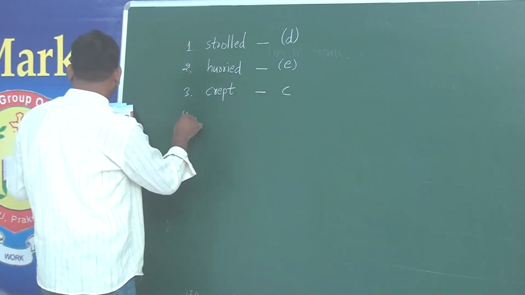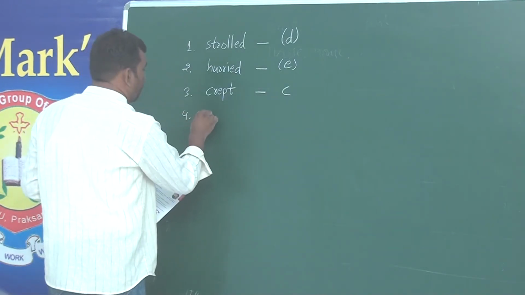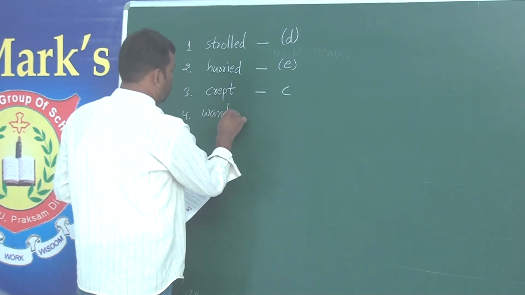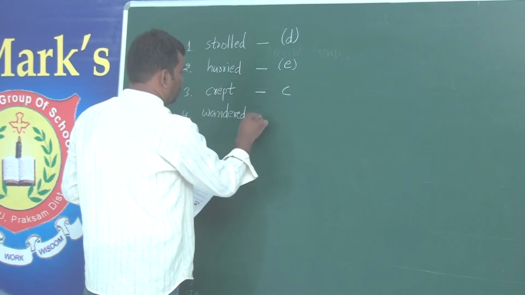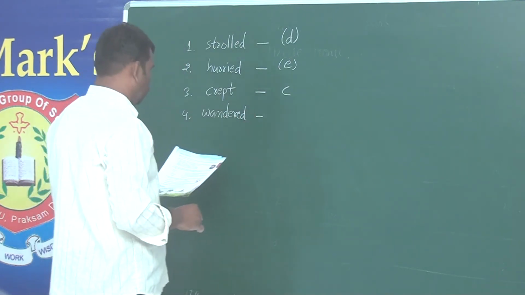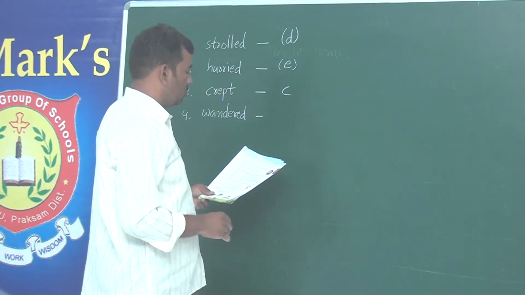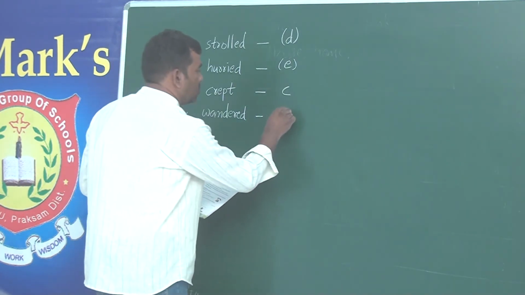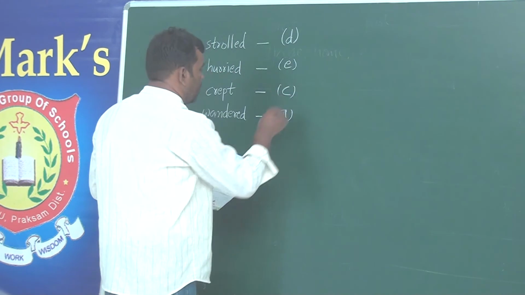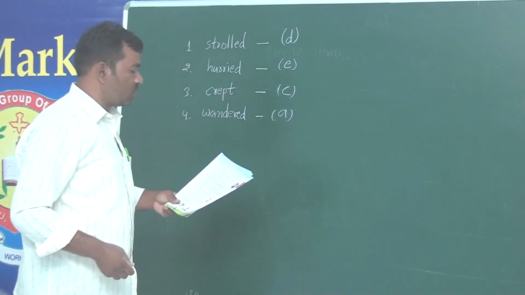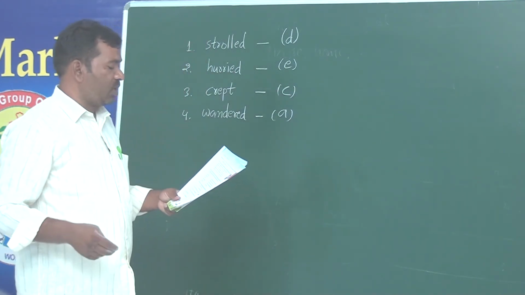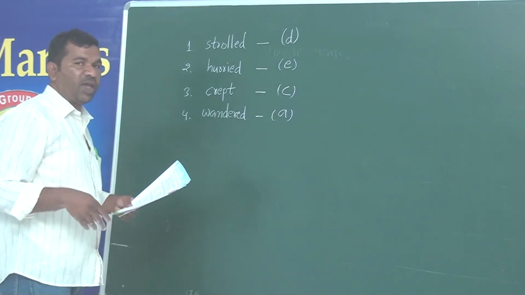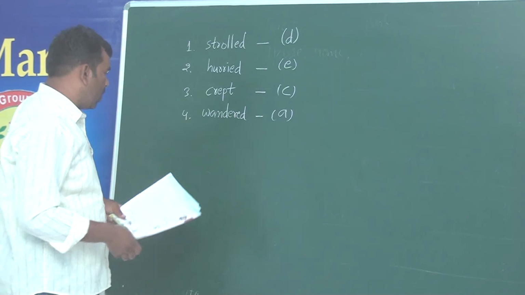And fourth one, wander. The answer is: walked around slowly with no purpose or direction. Walking aimlessly. It is called wander.